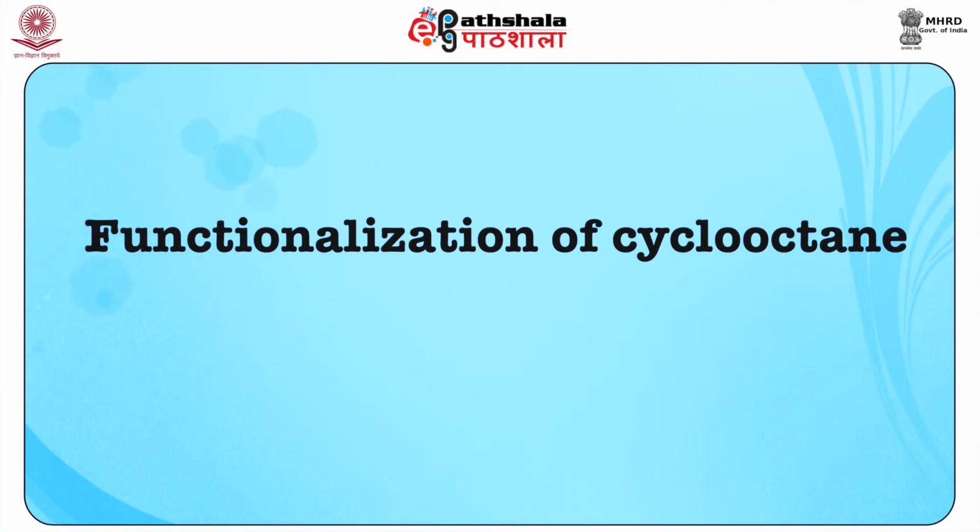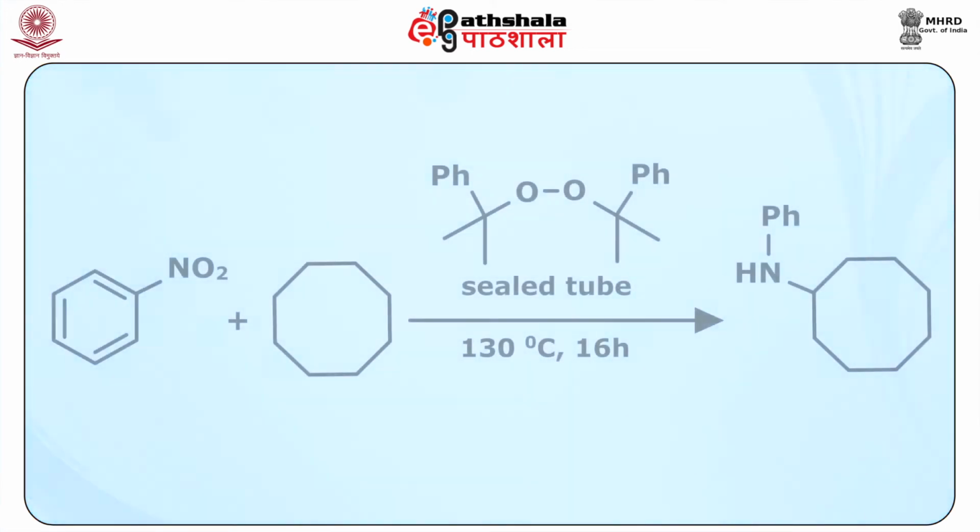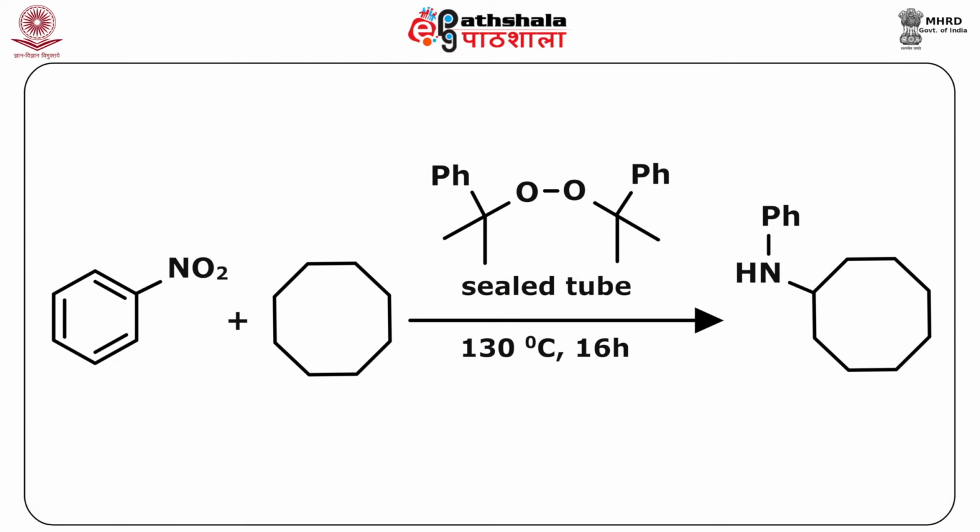Functionalization of cyclooctane. The cyclooctane performs the reactions of saturated hydrocarbons like combustion and free radical halogenation. In a typical work, cyclooctane reacts with nitrobenzene using peroxides such as dicumyl peroxide to introduce a phenylamino group in itself. It is shown here how nitrobenzene reacts with the cyclooctane ring in a sealed tube at a temperature of 130 degrees, and the reaction carried out for 16 hours gives the required product.